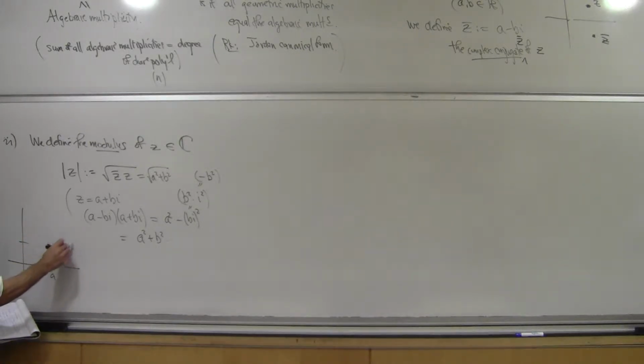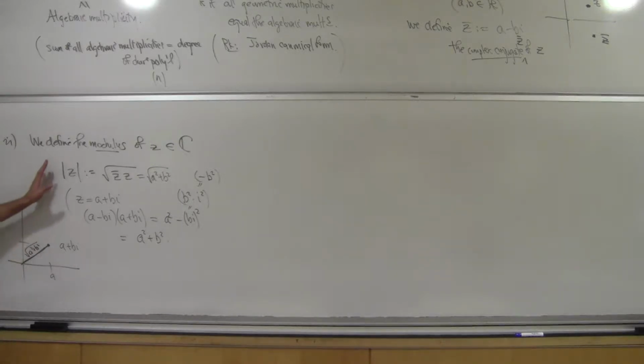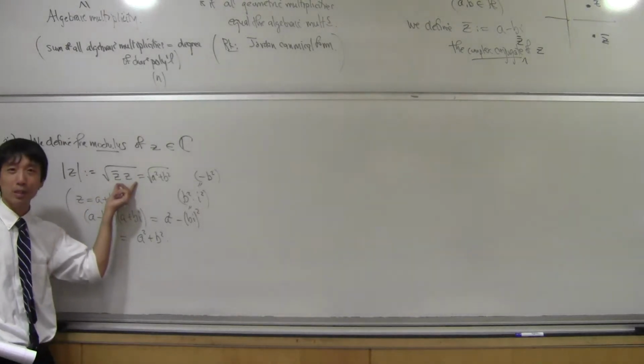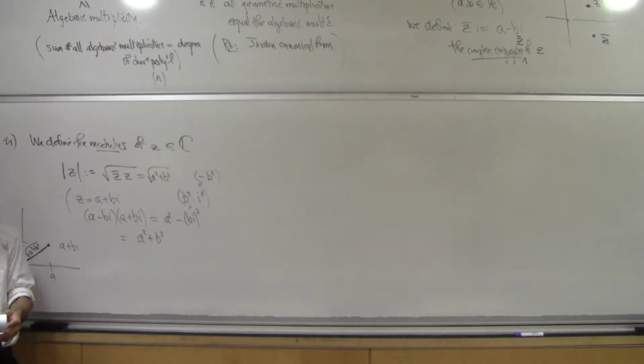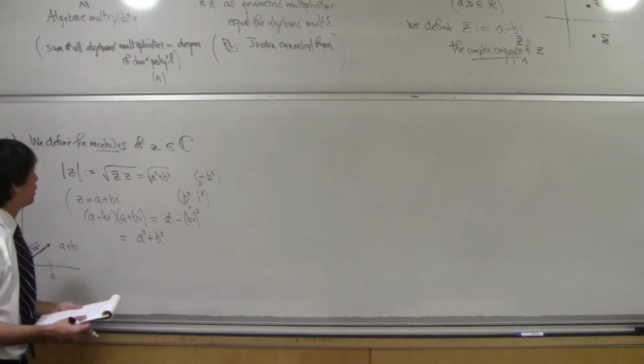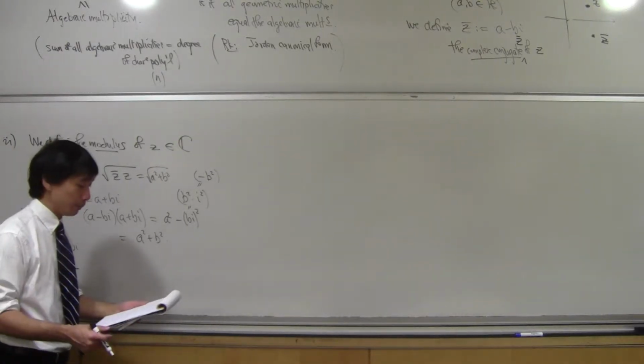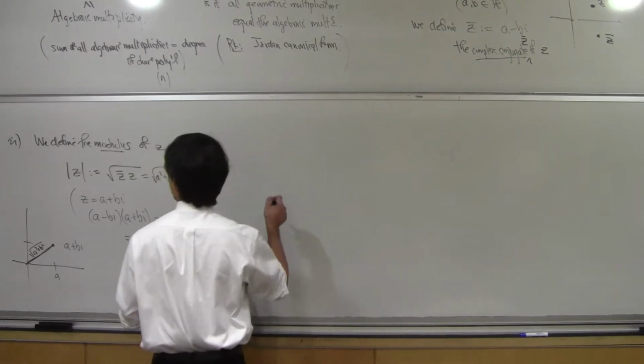Right? So if you have this guy a plus bi, then it's just the length. It's just the distance to the origin. If this is a plus bi, then this thing here is the square root of a squared plus b squared. So it's just like back in the real numbers. The only difference is that you express it a little bit differently because we have complex numbers. Okay, so that's the modulus or the absolute value.